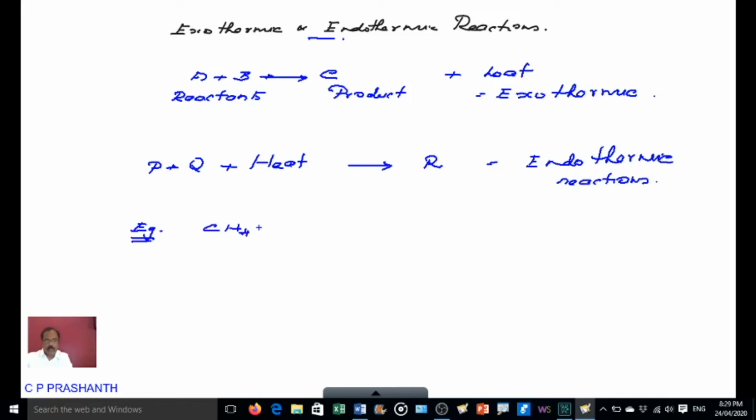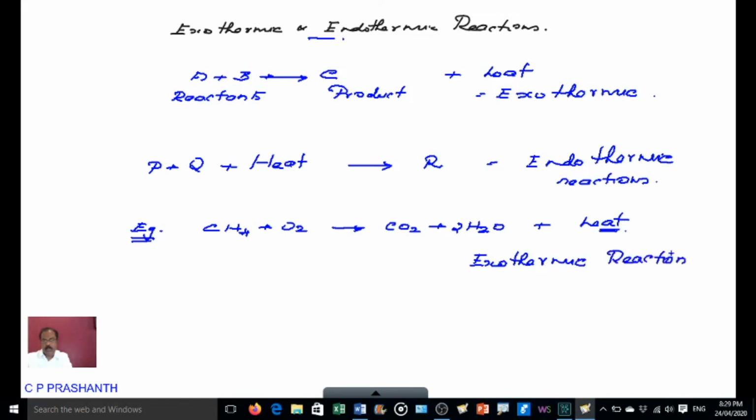Now let us take a few examples. When methane is burned in oxygen, methane gives you carbon dioxide and water. Along with carbon dioxide and water, you also get heat. Methane is a fuel. Burning or combustion, it gives you carbon dioxide and water and also a lot of heat. This is an example of an exothermic reaction because heat is generated.